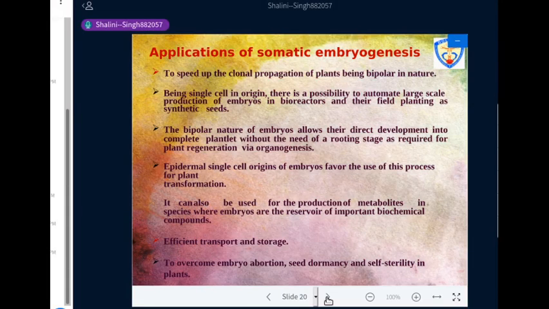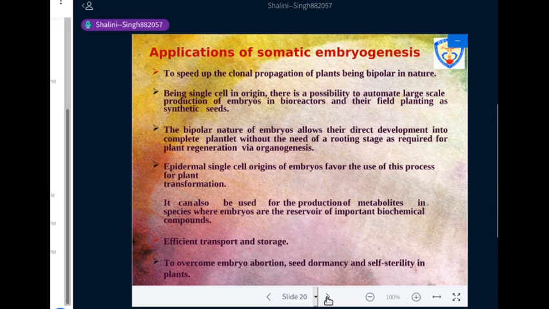Coming to the applications of somatic embryogenesis: to speed up the clonal propagation of plants. Being polar in nature and single cell in origin, there is the possibility to automate large-scale production of embryos in bioreactors and their field planting as somatic seeds. Bipolar nature of embryos allows their direct development into a complete plantlet without the need of a rooting stage, as required for plant regeneration in organogenesis.